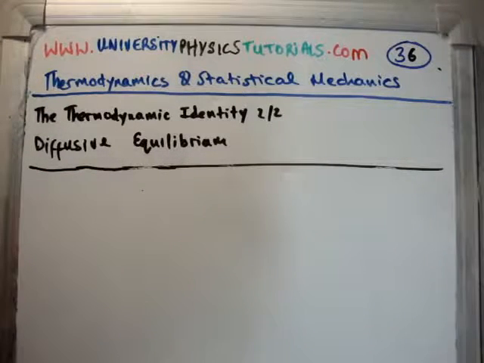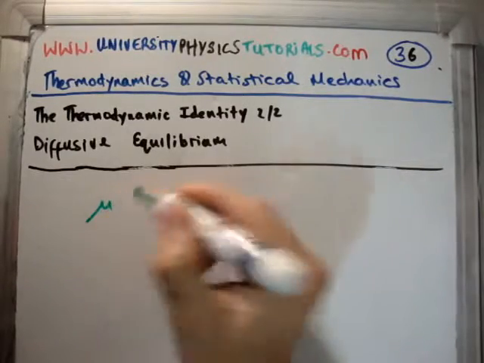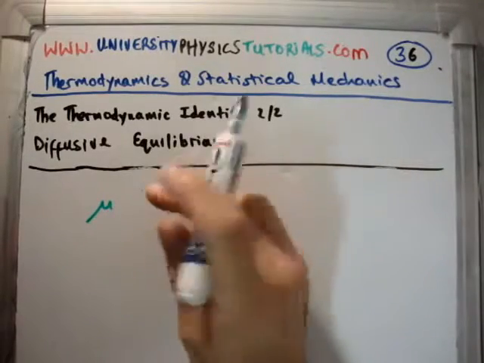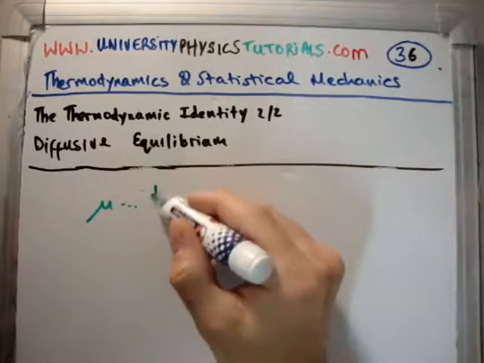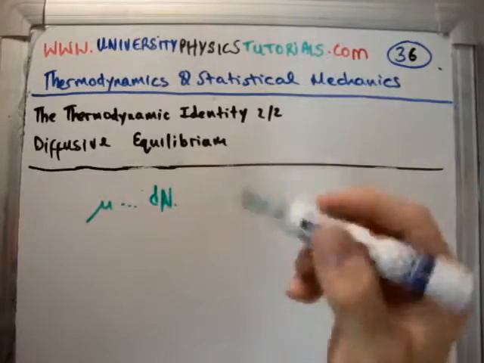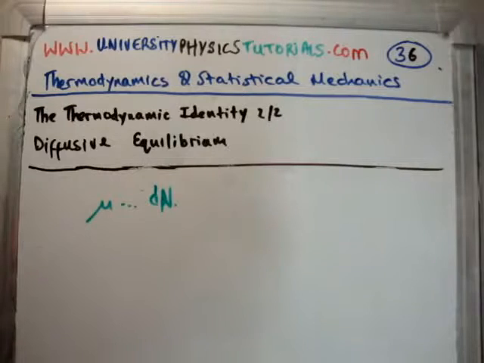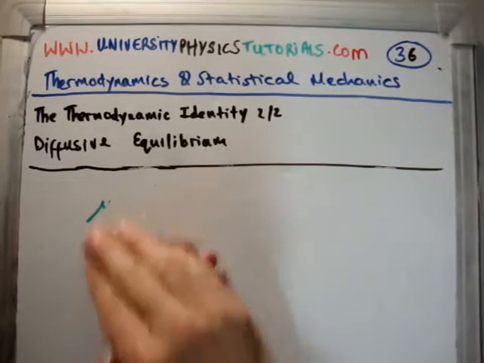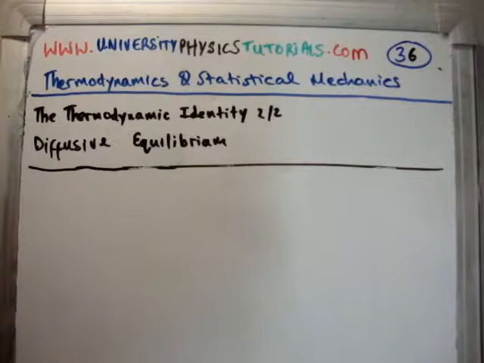Okay, so before we even begin, you should understand that we're going to be talking about the chemical potential, because the chemical potential is what relates to the change of the number of particles. And the reason for that is because the chemical potential is the amount of energy added to your system when you add one particle to your system.